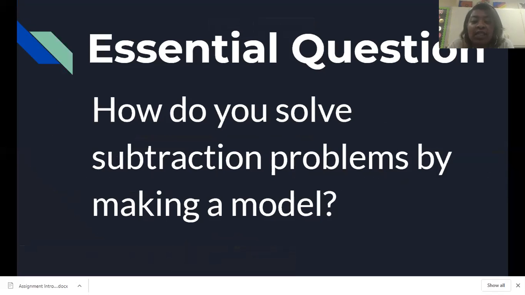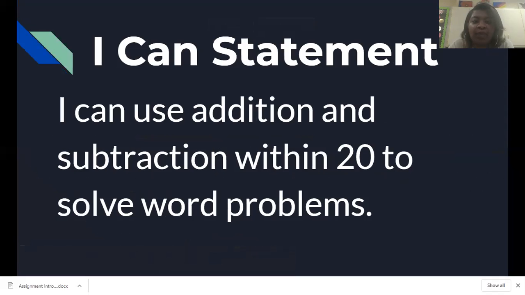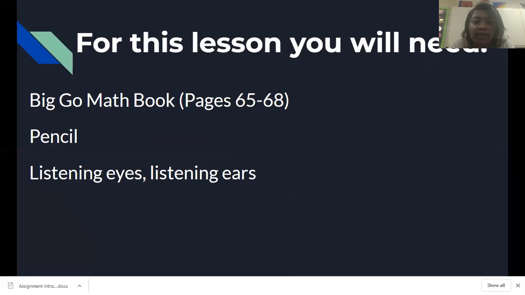Our essential question is, how do you solve subtraction problems by making a model? Our I can statement, I can use addition and subtraction within 20 to solve word problems. For this lesson, you're going to need your big Go Math book. We're going to be working from pages 65 to 68, a pencil, listening eyes, and listening ears.